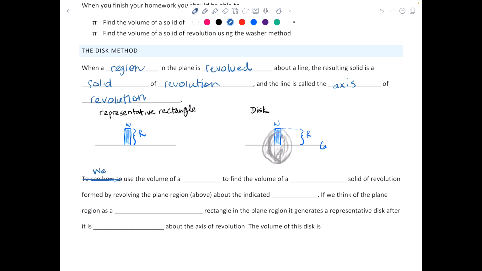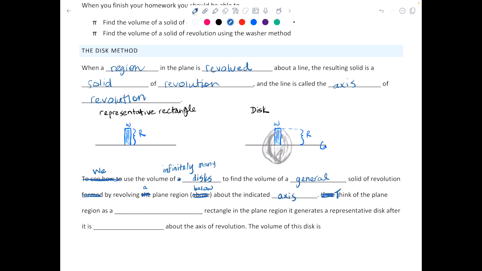So we use the volume of really infinitely many disks to find the volume of a general solid of revolution, and that's basically by revolving the plane region that is going to be below us, or I'm just going to say a plane region because it could be any random plane region, about the indicated axis.